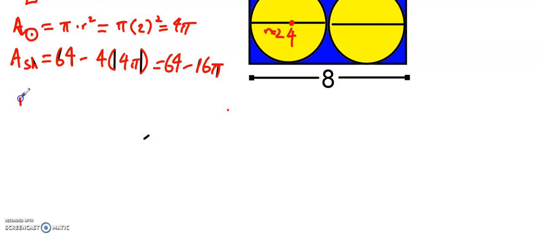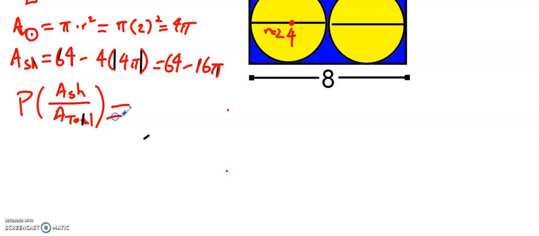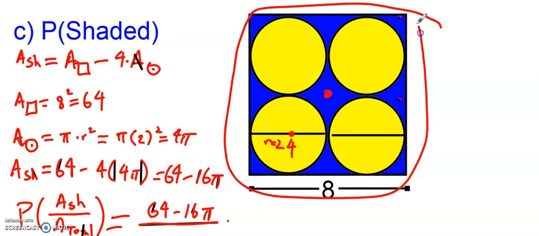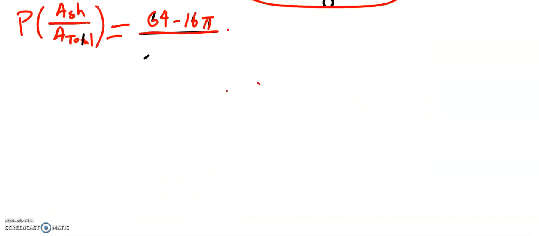But now I need to find the probability. So I'm going to get the probability of the shaded area. Well, I'm interested in the shaded area, so he goes on top. And I want to put the area of the total shape on the bottom. Well, we calculated the area of the shaded region to be 64 minus 16 pi. And if you think about this, isn't the total area just this outer square that we've already found the area of? So we're dividing by 64.